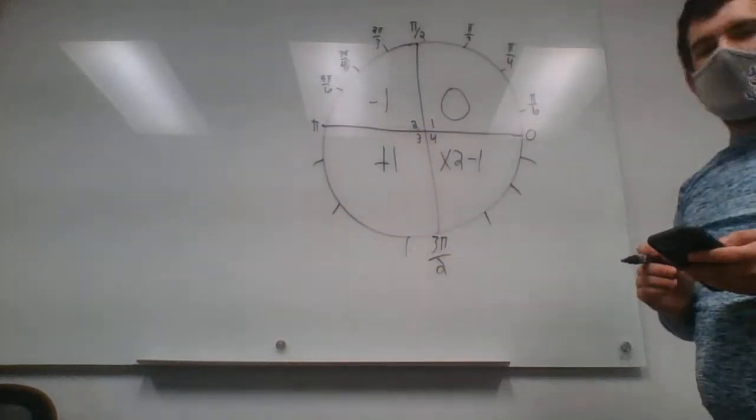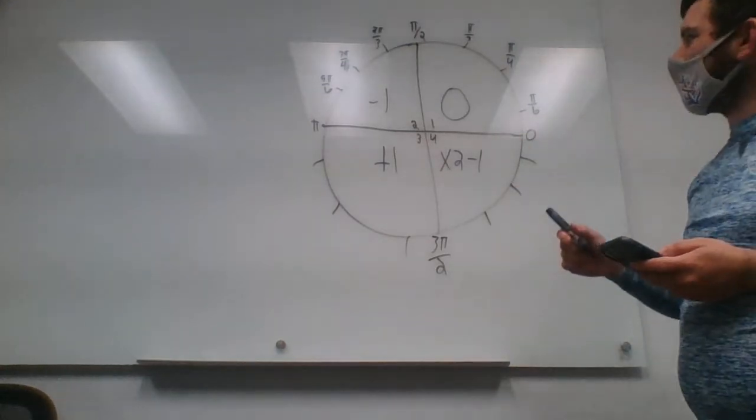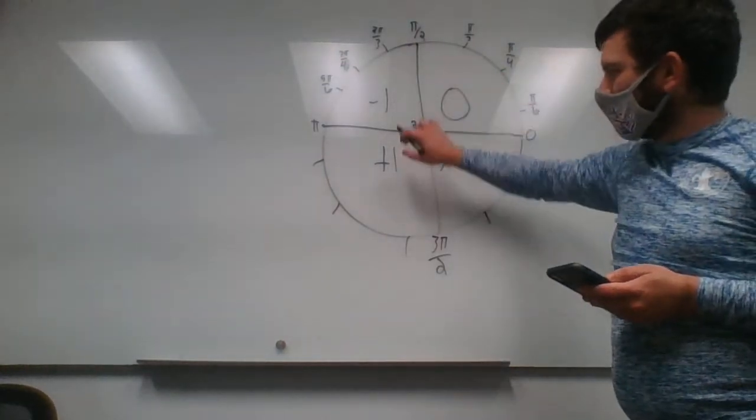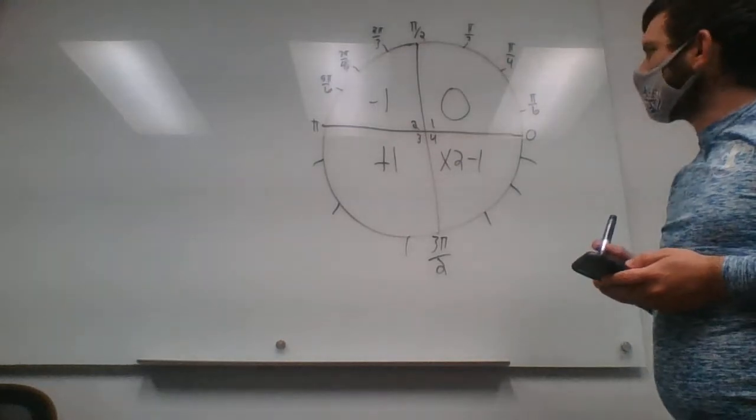So if y'all can edit your notes accordingly, this is how it actually is supposed to be: 0, negative 1, plus 1, times 2 minus 1. Just so we don't get confused.